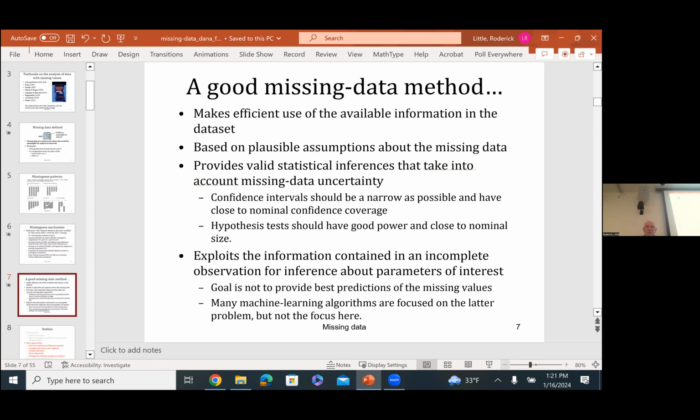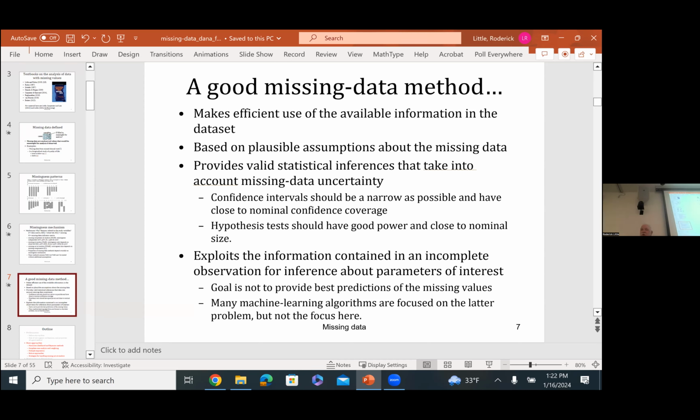What's a good missing data method? It makes efficient use of the available information in the data, is based on plausible assumptions about the missing data, and provides valid statistical inferences that take into account the missing data uncertainty. So if you have a confidence interval from the procedure, then that confidence interval has nominal coverage. If you're doing a hypothesis test, then the test has the right size. That's essentially what I mean by that.